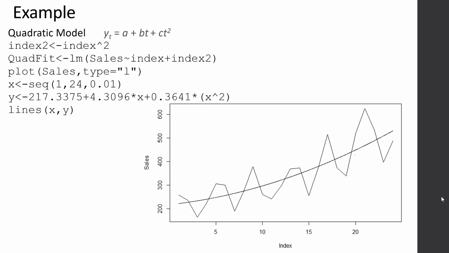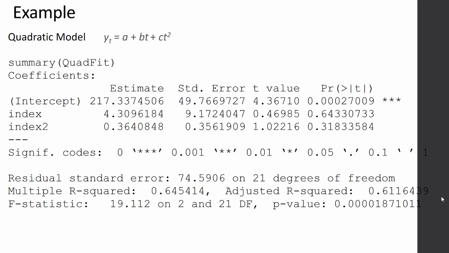And again, I plot my sales type equals L. And again, I create a sequence from 1 to 24 by 0.01. I calculate the value of the fitted model for each value in that sequence. And those numbers are from the output that you can see on your lecture notes. And I did the lines again, lines x comma y. And the picture's here, and it looks like it fits a little better. The R squared went up just a tiny bit. It's almost 65% now. And we have our output.